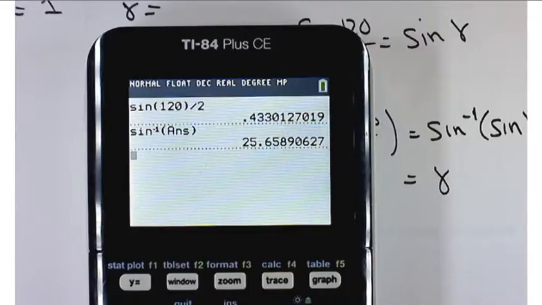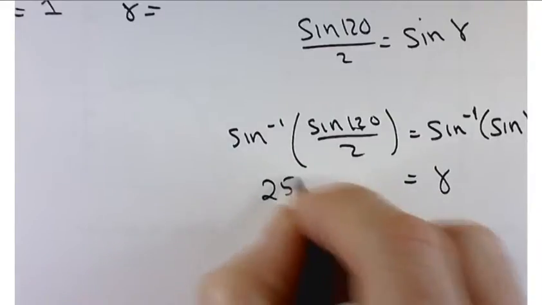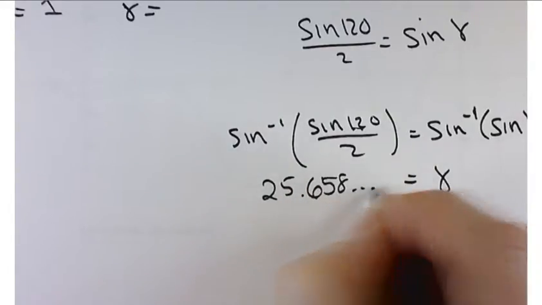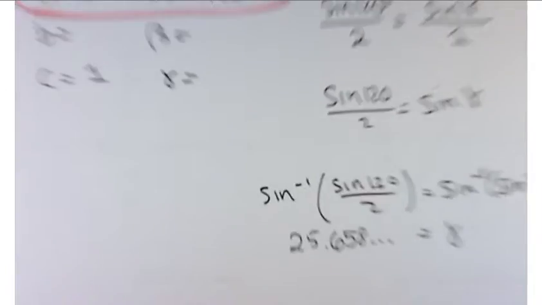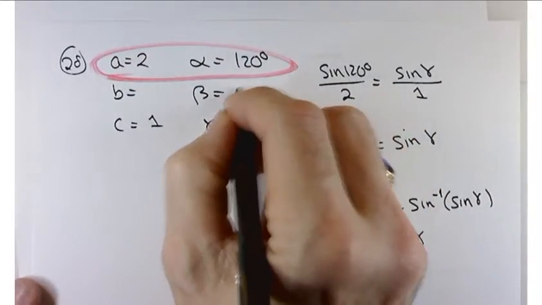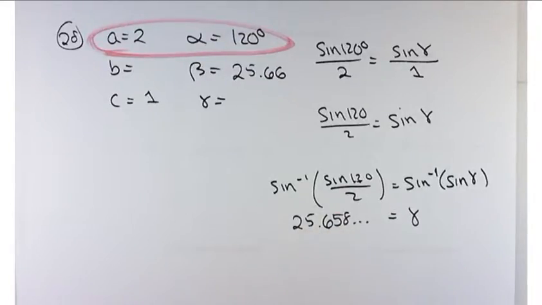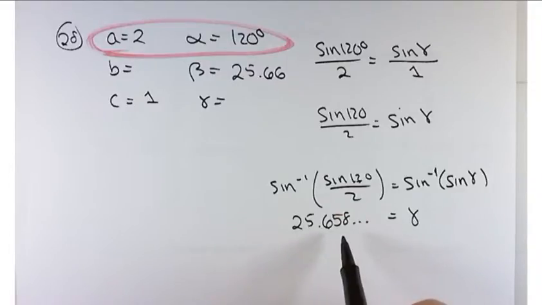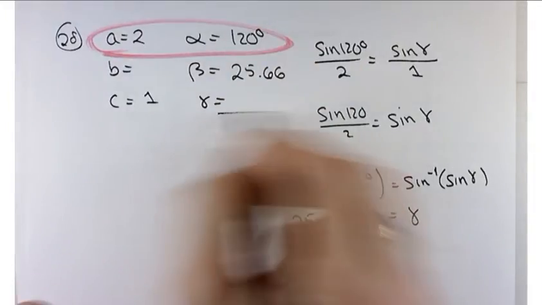So nice. Let's put that down as 25.658, etc. We'll round it off to the nearest hundredth. I'm not going to get obsessive here. So this is 25.66 approximately. Now, a good thing to do is to actually just keep this number around because we're going to need it. Let's just keep this around and not round it. Use the unrounded version. For instance, one of the things I need is to figure out gamma and B.